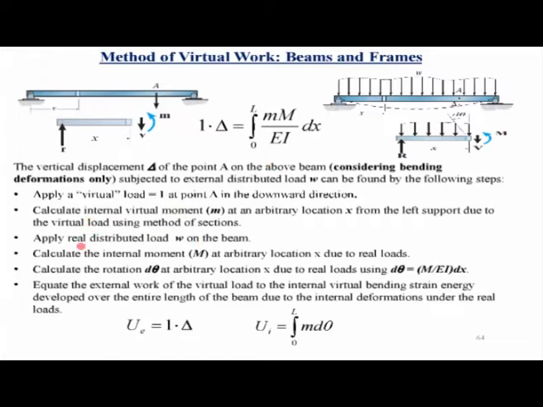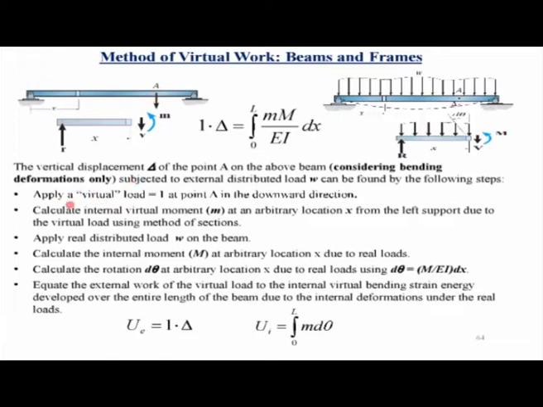So this is how we have to apply the virtual work method on a beam which is subjected to some external loads. So what we do is, if we have to calculate the deformation at this point A in the downward direction, we apply a unit load at that point in the downward direction. So it's very similar to the virtual work method for trusses.